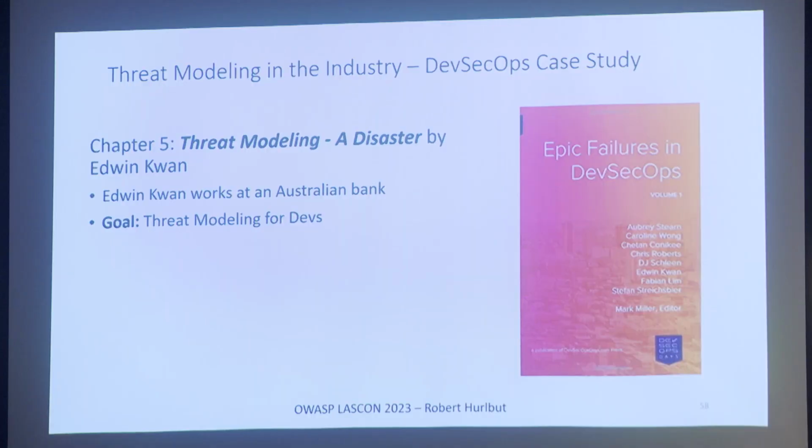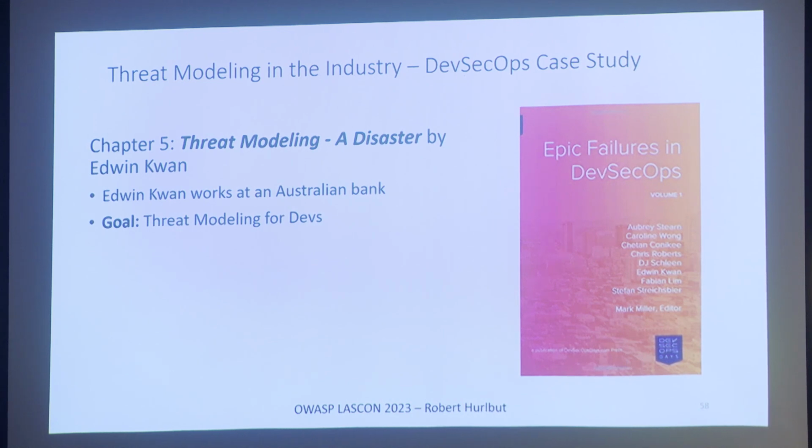And that's a lot about what we talk about in DevOps, continuous improvement. So threat modeling, again, is a great way to do that as well. So just to mention some approaches that are out there. This book came out a number of years ago, Epic Failures in DevSecOps. There was a chapter, Threat Modeling a Disaster. What a great title, right?